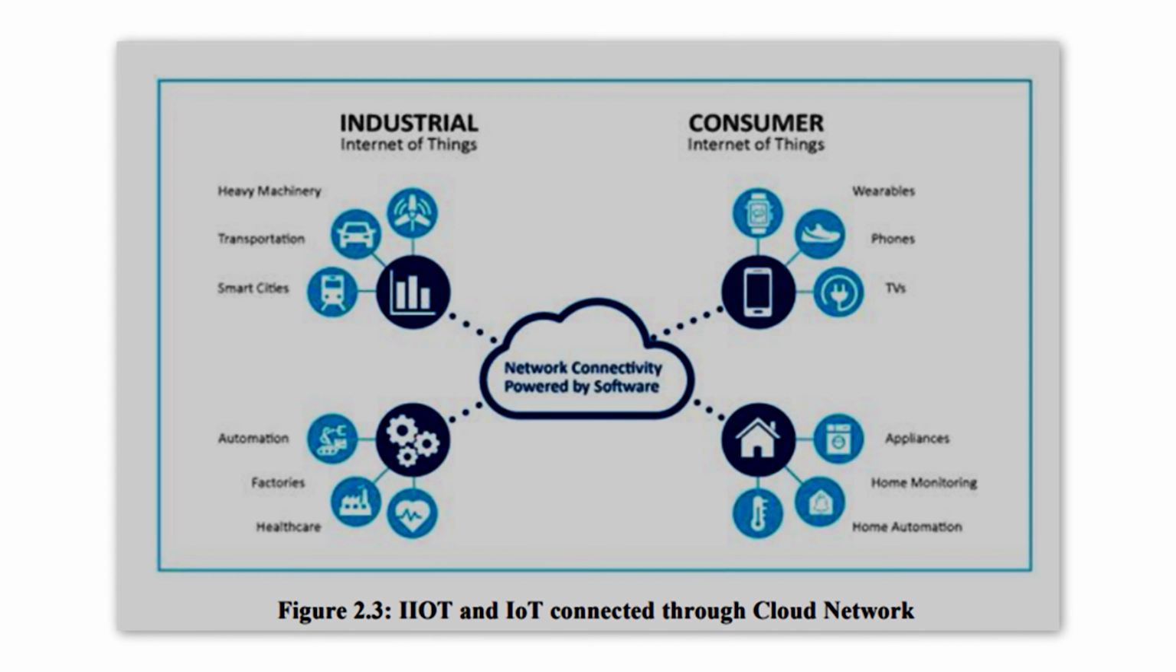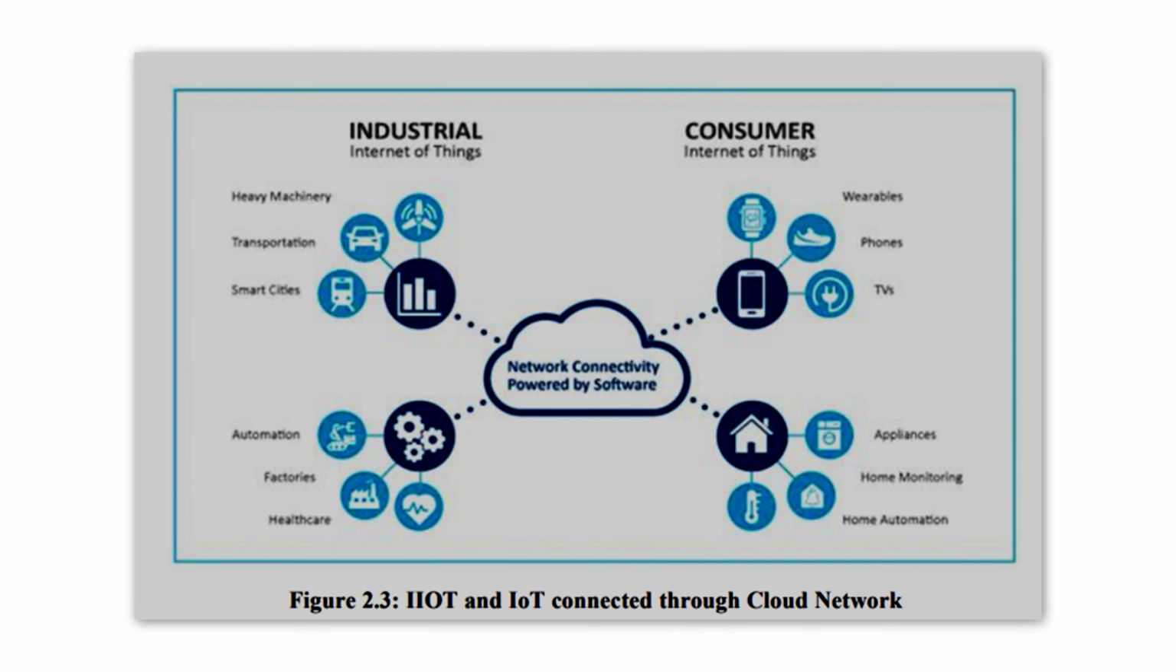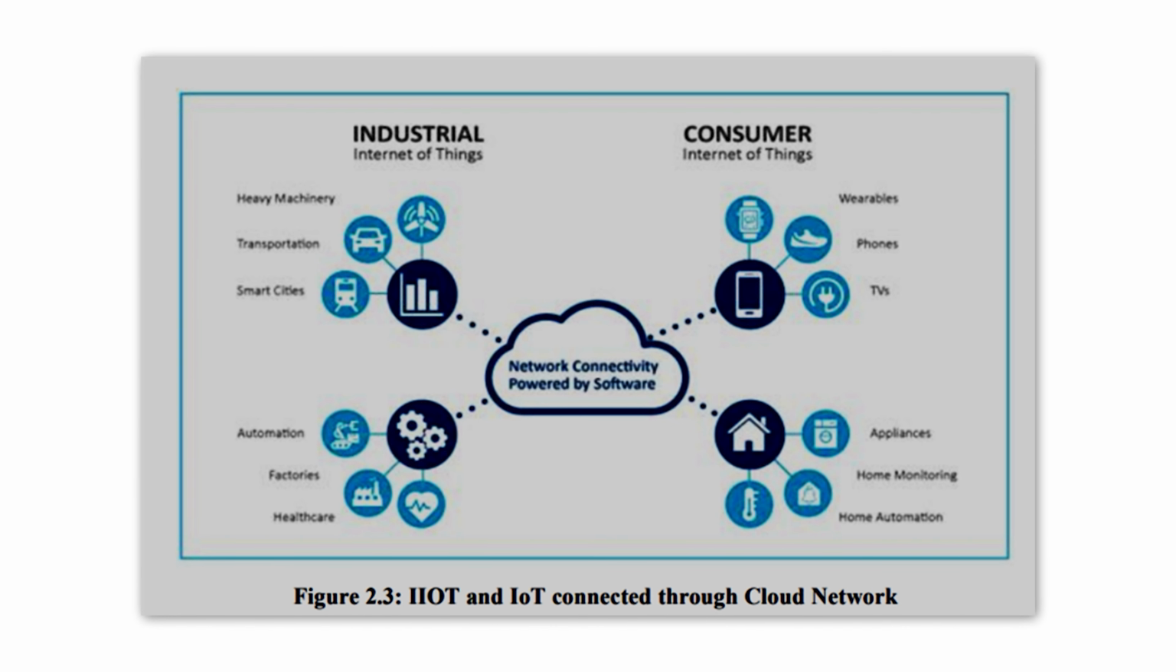So, after talking about the similarities of IoT and IIoT, this is the figure which shows the similarities between industrial and consumer, or rather which shows the differences also. You can see in the industrial internet of things, there are heavy machinery, transportation and other kinds of things used, and automation, factories, healthcare and others are the applications for the industrial IoT. And for the consumer IoT, you can see the wearables, the phones, the smart TVs, appliances, home monitoring, home automation. So, these were actually the IoT applications which we commonly speak about. And here you can take note that IIoT is the subset of the whole IoT.